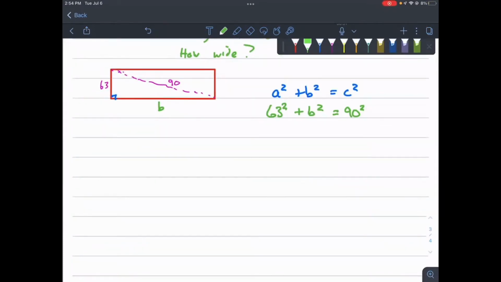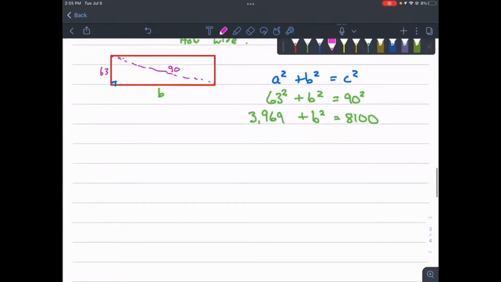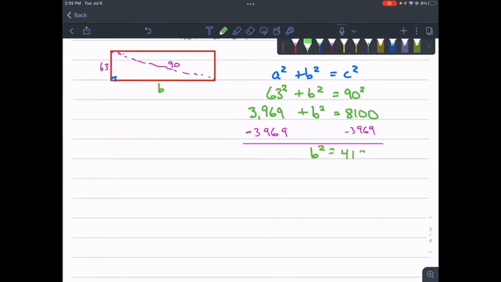So 63 squared is 3,969. And then 90 squared is 8,100. Trying to get B squared by itself, so we got to get rid of the 3,969. We'll subtract that. Got B squared equals 4,131.